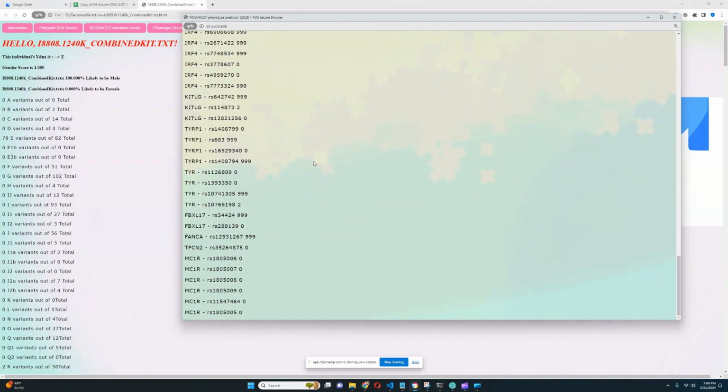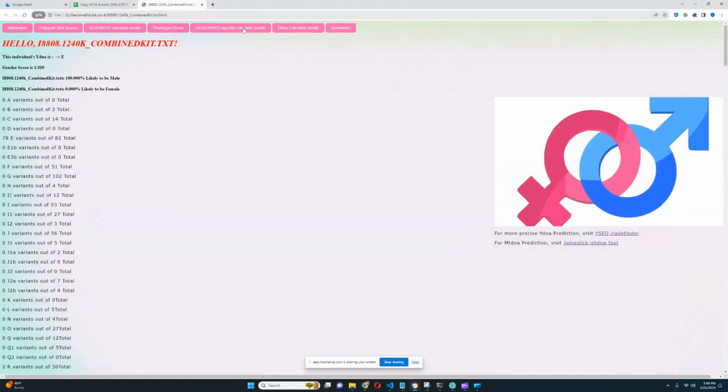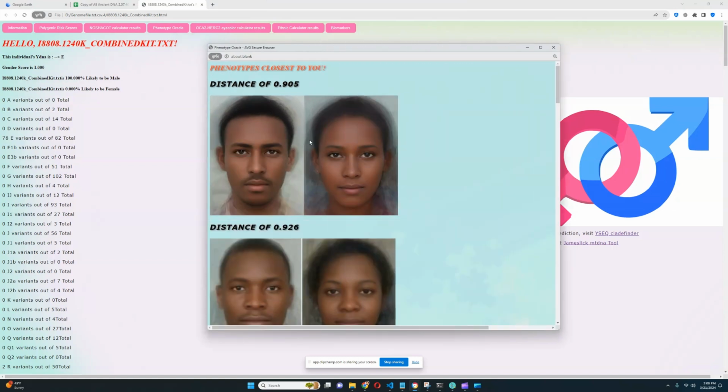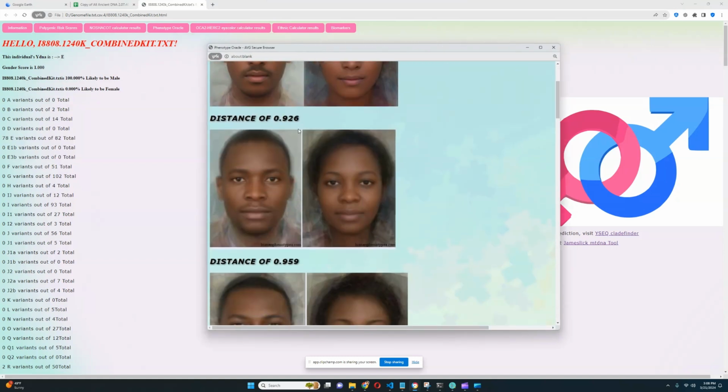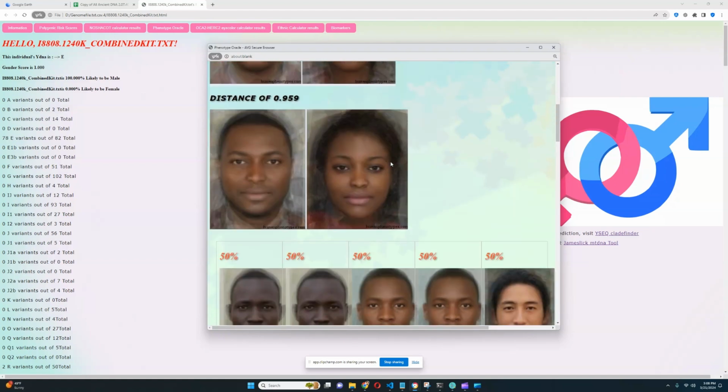And there's just not much interesting here. Okay, what about the phenotype oracle? Let's look at that. So the closest phenotype to him is this, which is very interesting. Followed by that is this, which the first one is actually an East African phenotype. So I guess the East African phenotype is closer to him than the West African one.